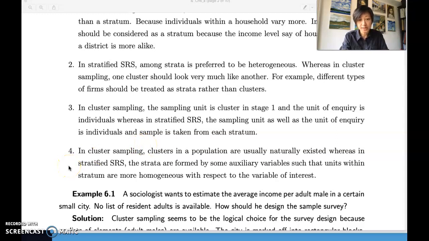In cluster sampling, clusters in the population usually exist naturally. So if we don't have a frame listing, then we can easily divide the population into clusters, like city blocks from the map. Whereas for stratified random sampling, we need to obtain some information, for example from the previous census, so that we can easily divide the population into strata, knowing that within the stratum, some of the characteristics are more similar to each other.